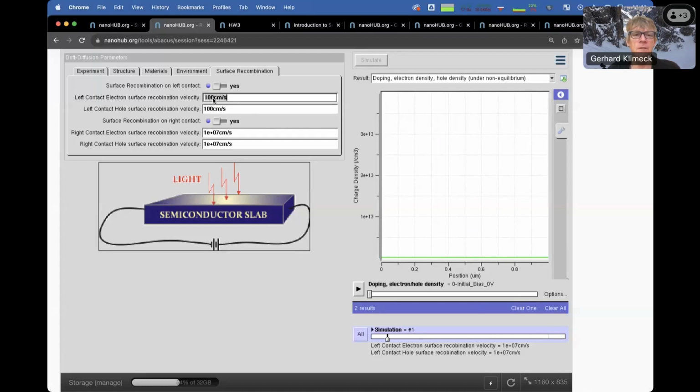That was the original question. And now I'm getting curious about 1E5. What happens on 1E5?